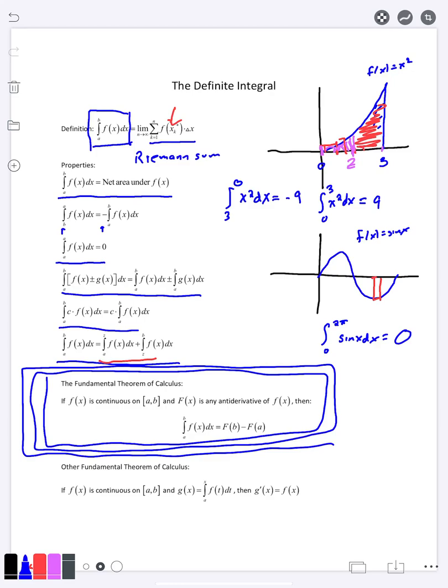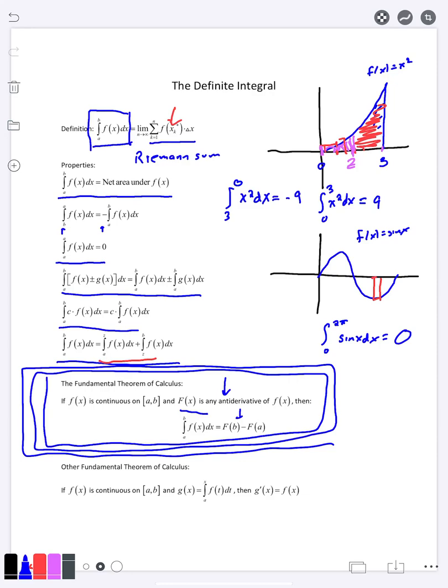And it's telling you that if you want to find the definite integral, which is the net area, if you want to find that out, you can skip the whole drawing out of rectangles and taking limits. You can skip all of that work. Simply find an antiderivative and plug in the endpoints.